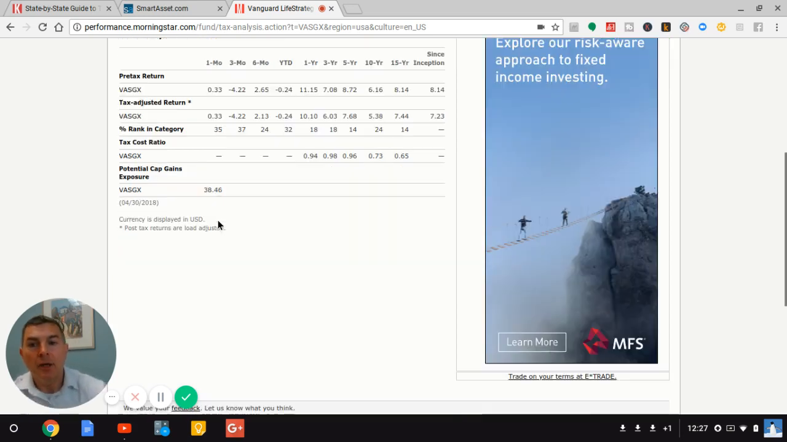Now, there's something I want to point out to you. Remember they have that big long-term capital gain distribution in 2015? Well, 38% of the portfolio is in a capital gain exposure right now. So over a third of the portfolio is a gain that has yet to be taxed. Now, it's not just this fund. Every fund that's out there is going to have this, because what happened was in 2007 and 8, we had so many losses.